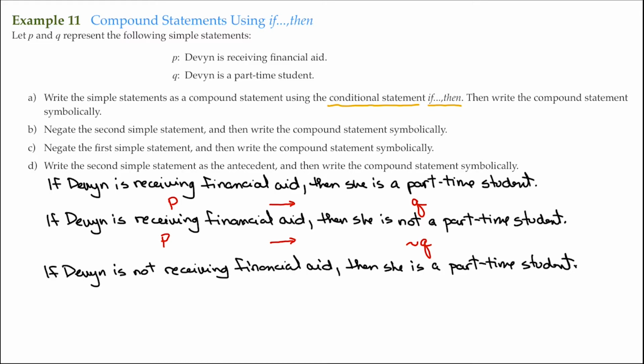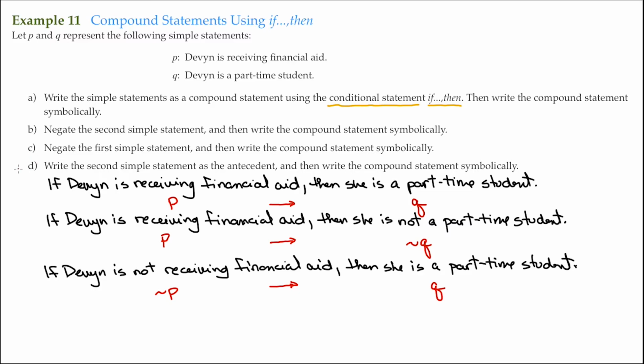So I think you're getting the idea of what is going on here. So here is our first simple statement, our antecedent. That's going to be not P. Here's our second simple statement. That's Q. And of course, we put in our connective. That's the arrow. So we have if not P, then Q.